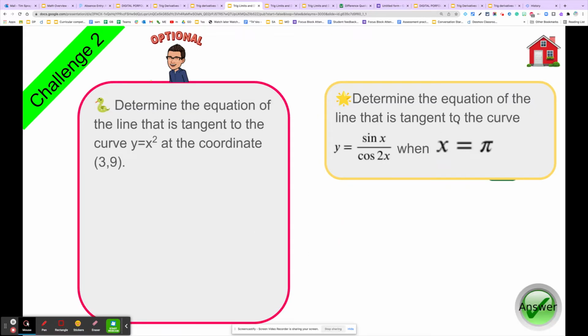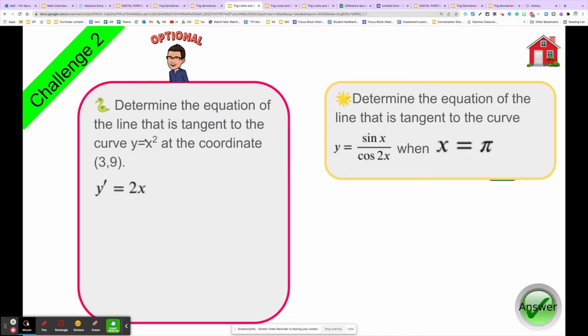Alrighty, so our goal is to get to this question, which is: determine the equation of the line that is tangent to the curve sine x over cos 2x when x equals 1. First off, I hope you're thinking Desmos, so you can see what that curve and the line look like. If you're not sure how to begin, here is a nice warm-up question from chapter 2 of calculus, which was derivatives: determine the equation of a line that is tangent to the curve y equals x squared at the coordinates (3, 9).